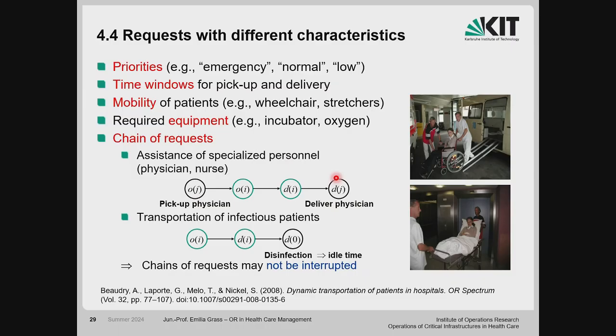the physician back. And in the case of transportation of infectious patients, we also have to take into account that after the patient has been delivered, we need some time for disinfection of the entire car. So it takes some time. We cannot use this vehicle in the next hour. And this chain of requests cannot be interrupted. We cannot make intermediate stops. We cannot pick up additional patients and so on. So this cannot be interrupted.